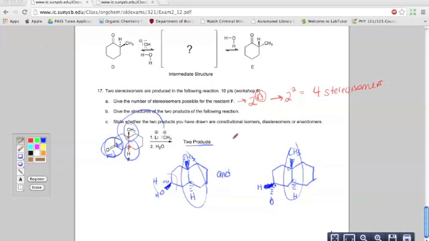Well, we know that they're not constitutional isomers, and we know they're not enantiomers, because while this here and this here is the same, you have a different stereochemistry in these circled areas. So when that happens, it's going to be a diastereomer.